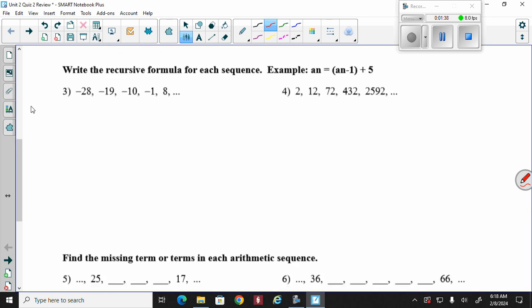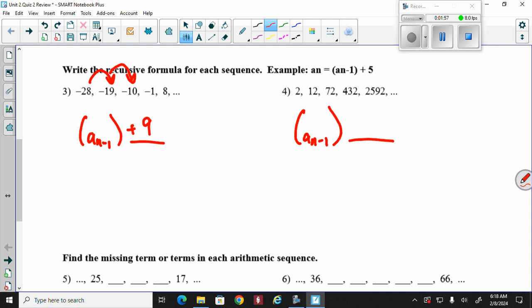Write a recursive rule. Remember, a recursive rule is a(n minus 1) plus something, even for number 4. Even before I started, I know it's going to be a(n minus 1) plus something. And the something is, what am I doing every single time? I'm at negative 28, I'm at negative 19, and so on. Well, I'm adding 9 every single time. There we go.